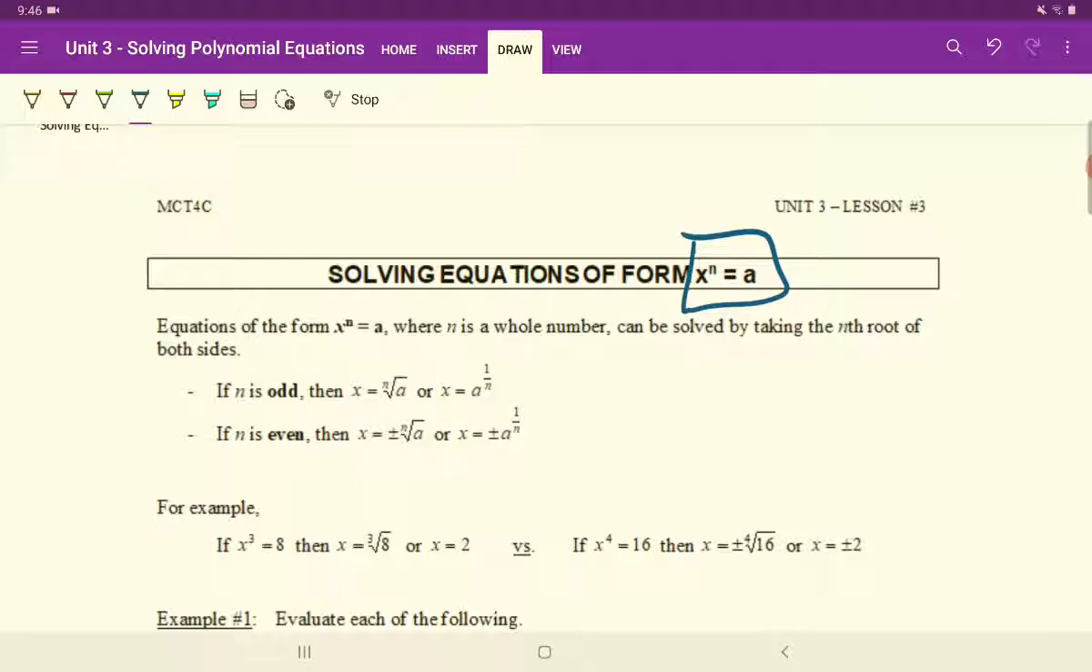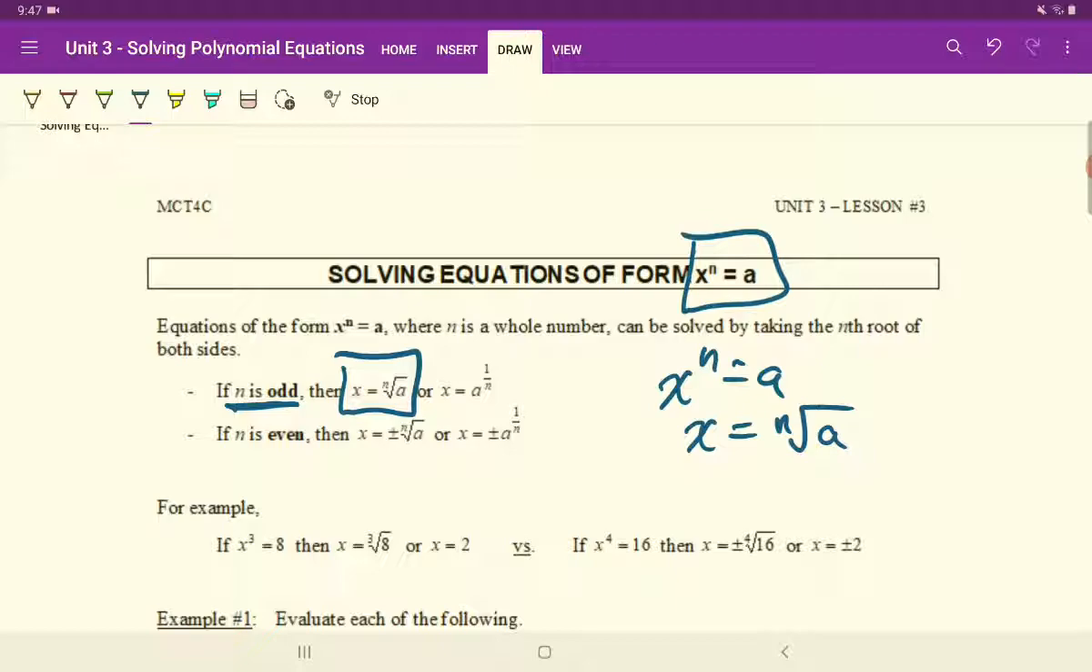solve for x? A couple things we need to go over before we get started is that if n is odd, then quite simply x just equals the nth root of a. We can use our calculator to find that. The opposite of raising a number to the power n would be taking the nth root, and we know this already. So to bring it to the other side of our equal sign, we need to do the opposite operation of rooting.